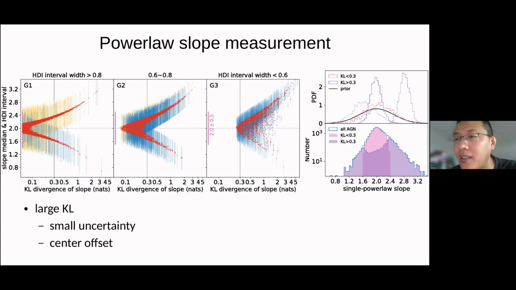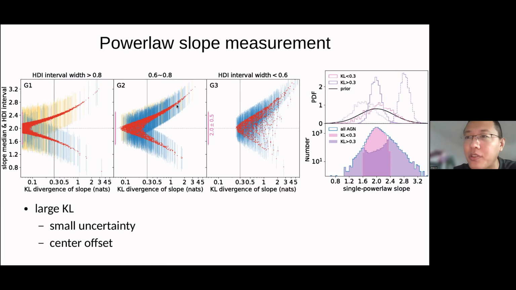And this pink PDF is from a very faint source. As you can see, it's similar to the input, so we get no information about the slope. And also, I plot 3 sources which have a large KL divergence. For this one with a solid line, you can see it's different from the prior because it's much narrower. And for the other 2, it's different because there's a significant shift of the center. So these are the 2 reasons causing a large KL divergence: either a small uncertainty or a center offset.